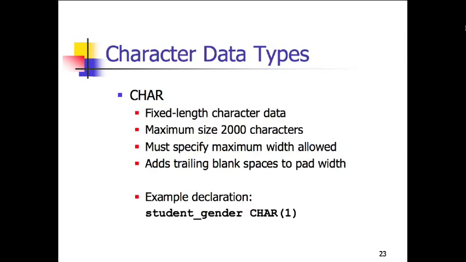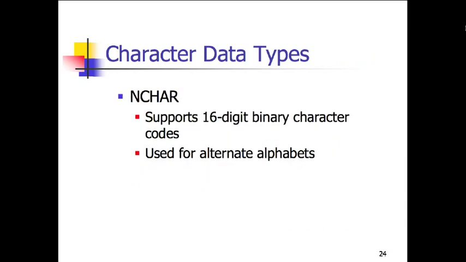So here we have student underscore gender character one. So if we get more than one, it's going to spit out an error. It's going to say, wait a minute, this is the wrong data for this particular column that you're trying to populate. We're not going to accept it. This is the maximum allowable information that you're going to put in here. And then we have N character.